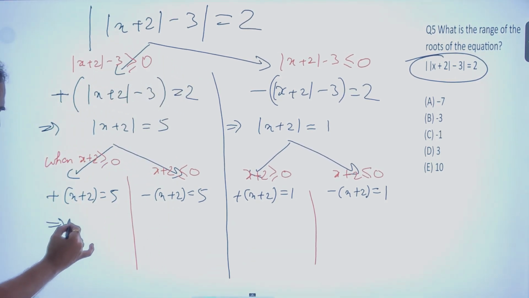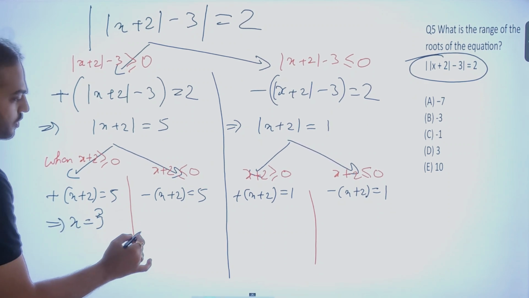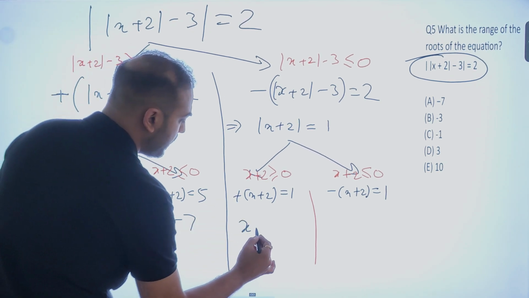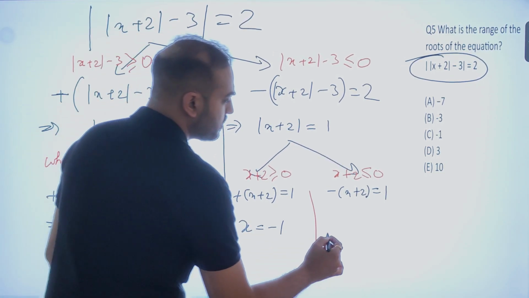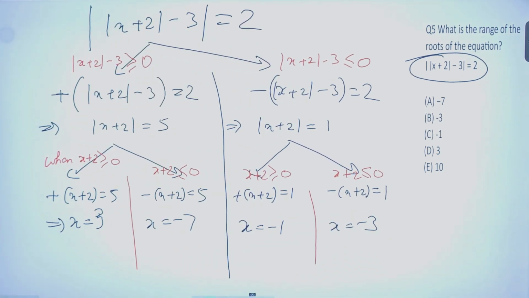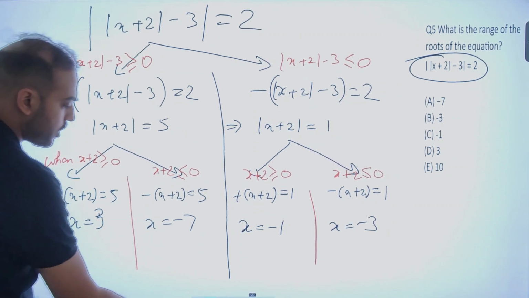Okay, solve this, you get x equal to 3. Okay, solve this, you get x equal to minus 7, x equal to minus 1, x equal to minus 3. Okay, now since you have written the conditions, you can just plug it back in the conditions to see whether they are verified or not.